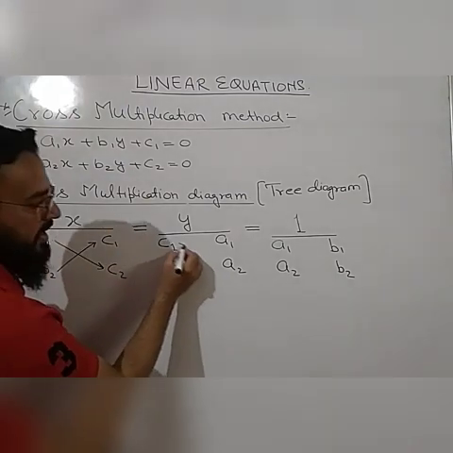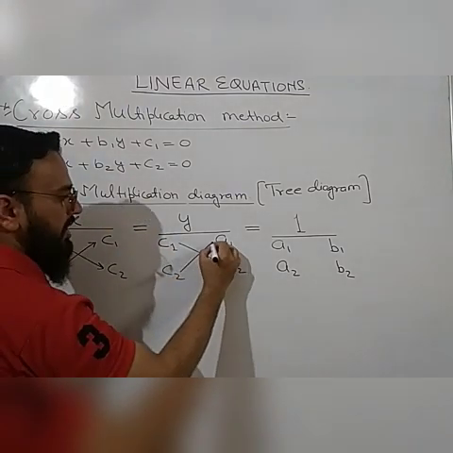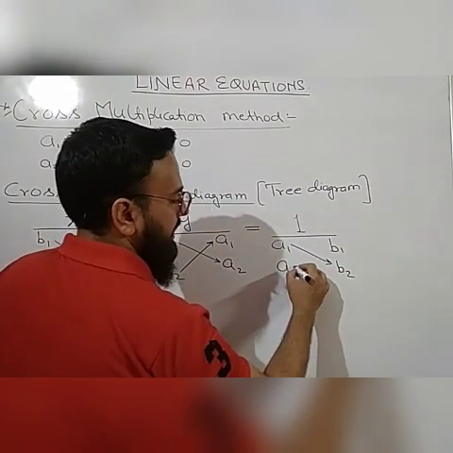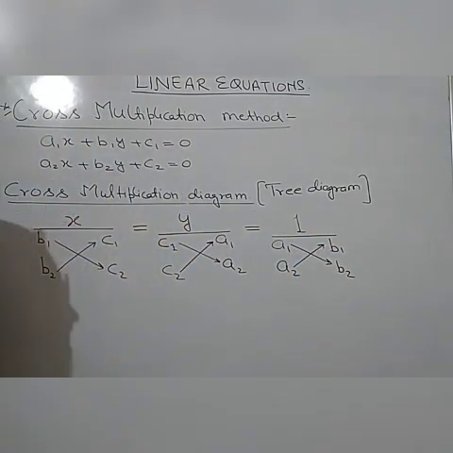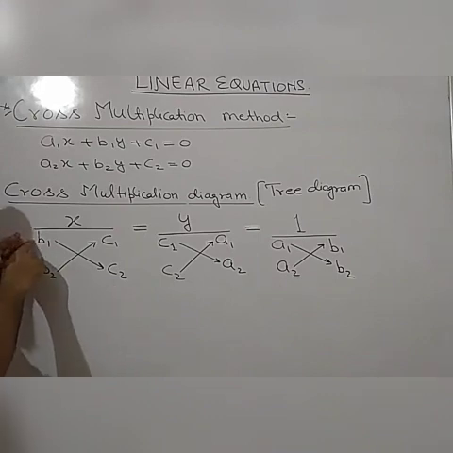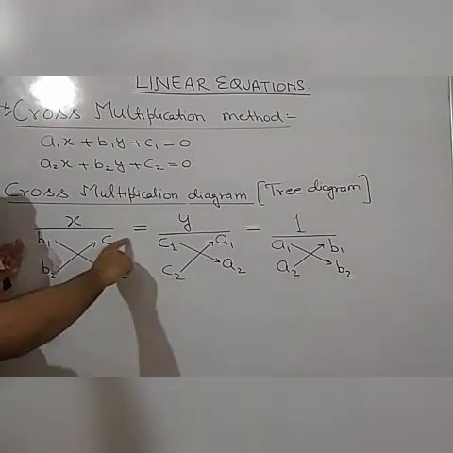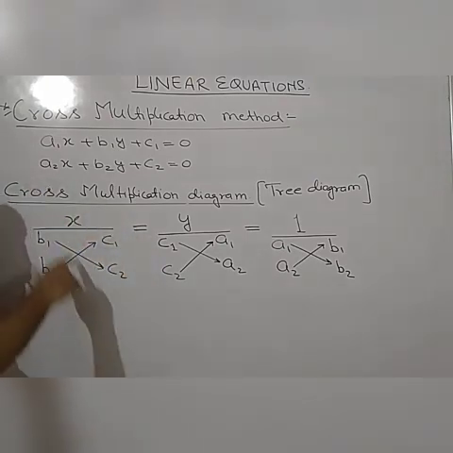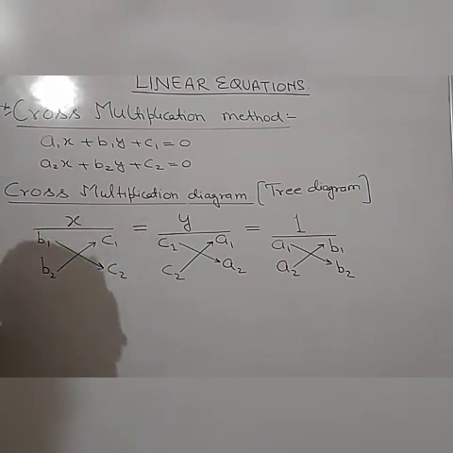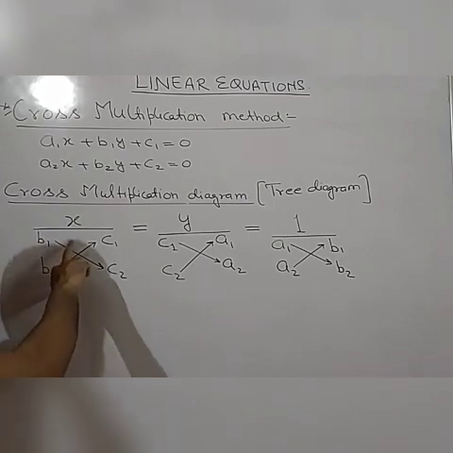Similarly, here c1 is multiplied with a2 and c2 will be multiplied with a1. a1 is multiplied with b2 and a2 will be multiplied with b1. What we have to remember: first you write this term from left to right, from b1 to c2, then from b2 to c1. First we move downward, then upward. This you have to remember, because there is a minus sign used in between these two terms.